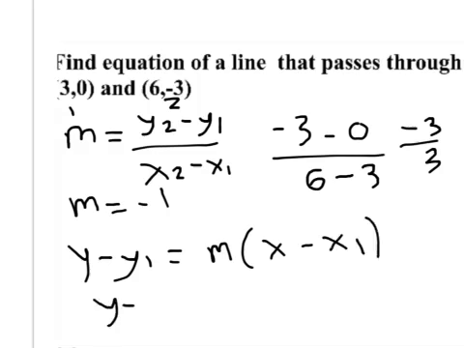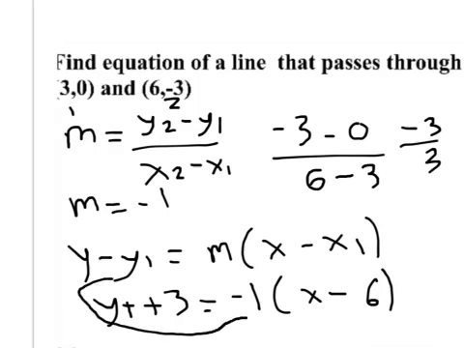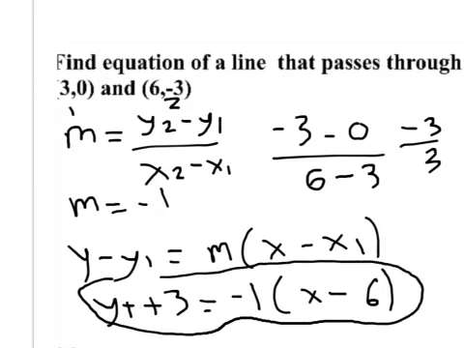Now I've got everything I need to fill this in. Y minus, I'm going to use negative 3 for my y1. My m is negative 1. My x minus, I have to use 6 for my x1 because I used negative 3 for my y1. So my equation is y plus 3 equals negative 1 times x minus 6. Wow. There's your homework.